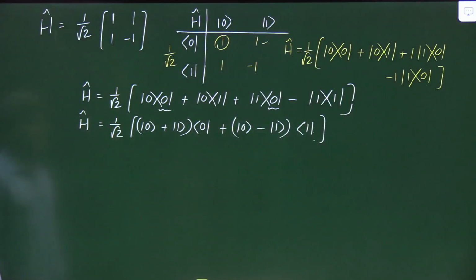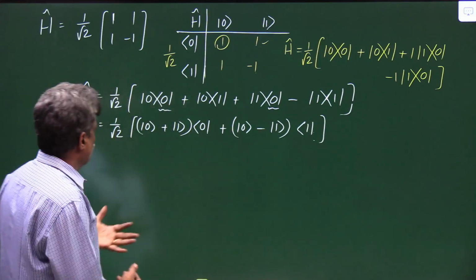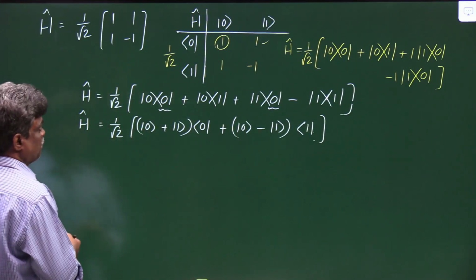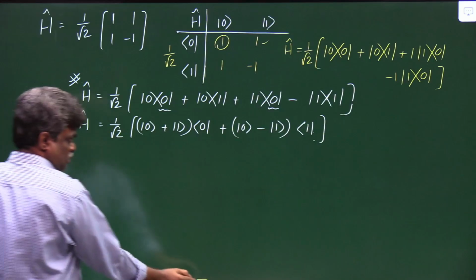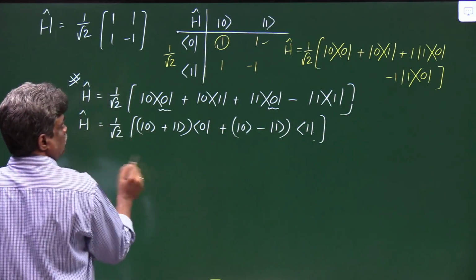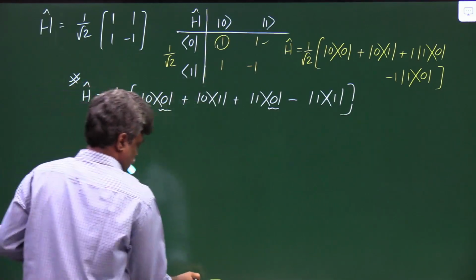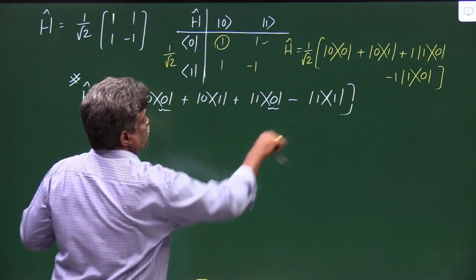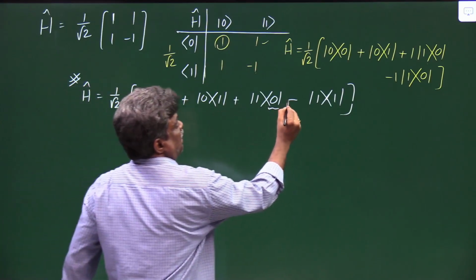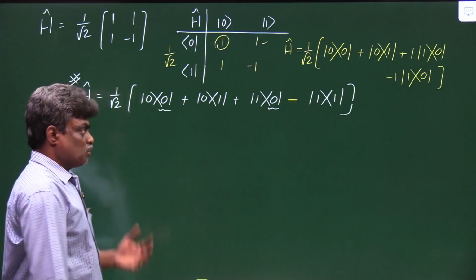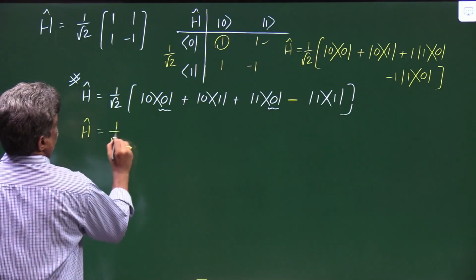Next, after that, he is asking to generalize this for 2 qubits, 3 qubits, and n qubits. So for this I am taking this expression again. You understand already how you got that, so please carefully observe this. Here we have coefficients +1, +1, +1, and here it is -1. So H can be written as 1 over root 2.